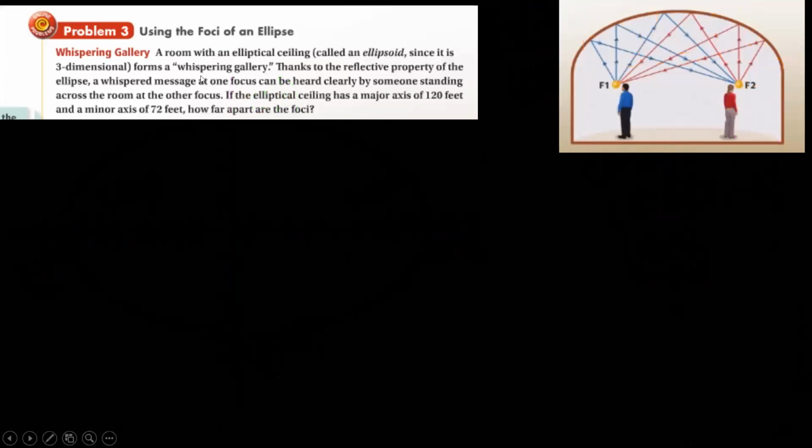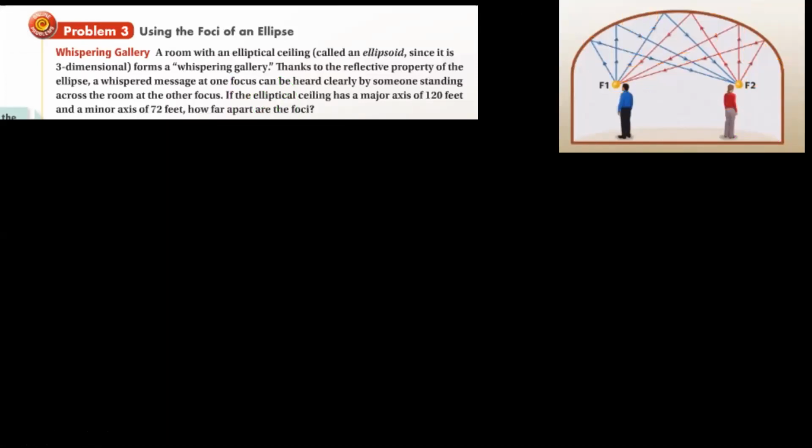Now, in this problem here, this is a widespread gallery, a room with an elliptical ceiling called an ellipsoid, since it is a three-dimensional form. Thanks to the reflective property of the ellipse, a whispered message at one focus can be heard clearly by someone standing across the room at the other focus. Now, these are words. I want the math one.